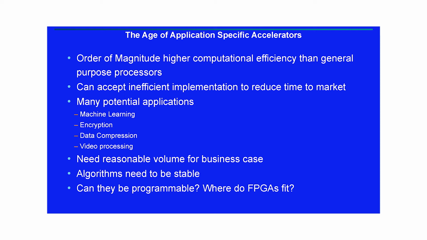There are many, many potential applications. Machine learning gets mentioned the most. There's encryption, data compression, video processing. But the challenge for most of the commercial companies is there needs to be reasonable volume to make the business case. But you can go back in history and see how processors have evolved.